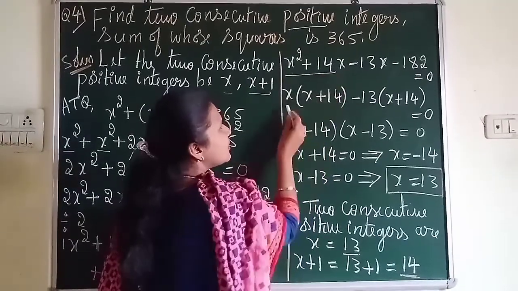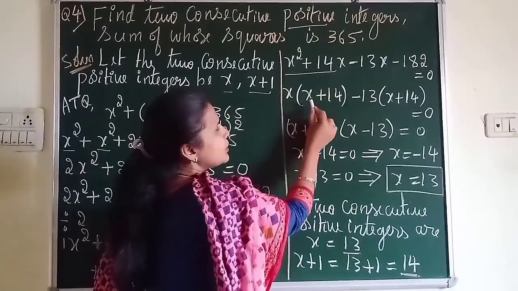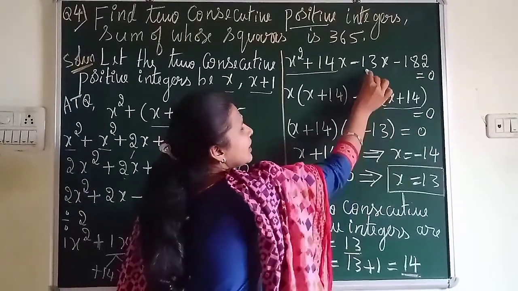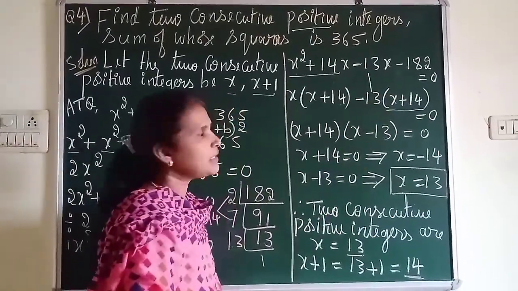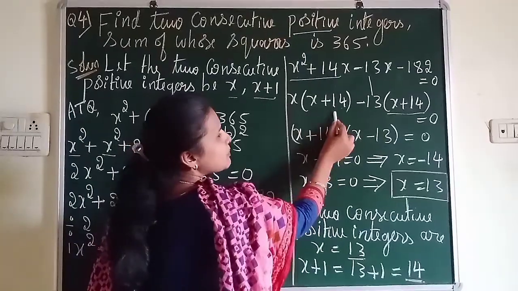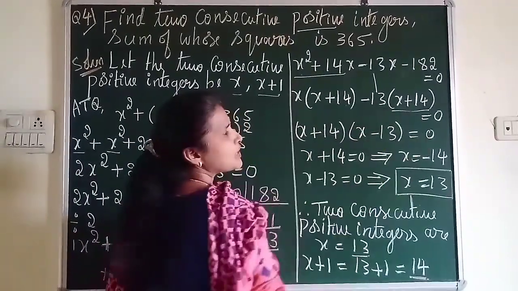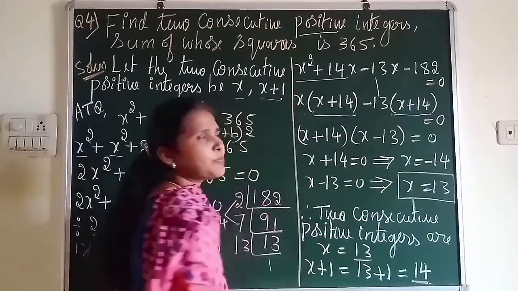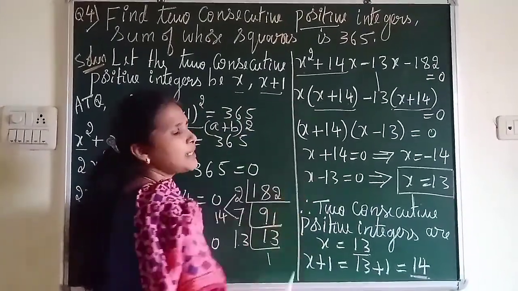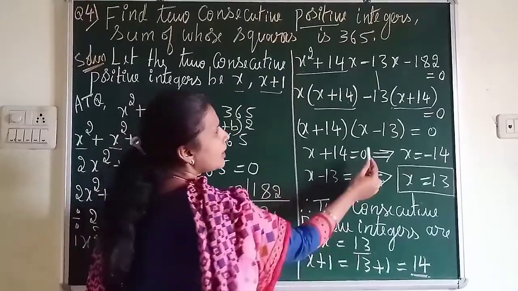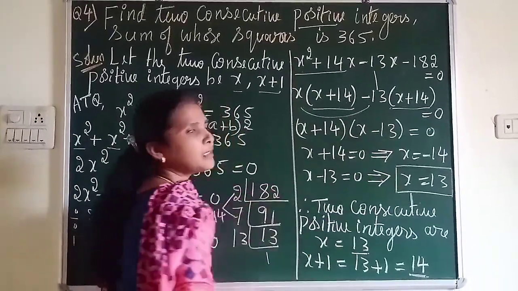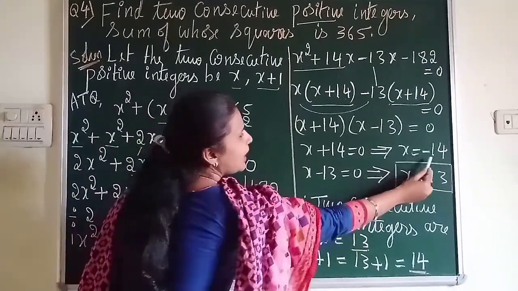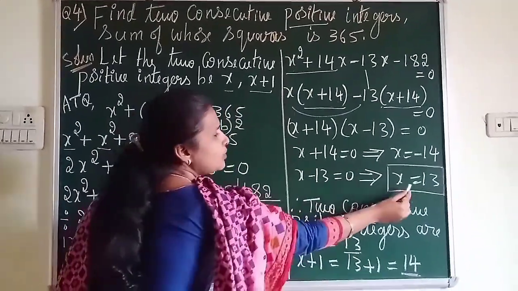In the first two terms, take x common: x into (x plus 14), and write x plus 14 as it is, and in the third term you can see minus 13 is remaining. So x into (x plus 14) minus 13 into (x plus 14) equal to 0. Now you can see x plus 14 is a common factor. Write x plus 14 common and the remaining factor is x minus 13. Equate to 0 and we get the solution: x equal to minus 14 and x equal to 13.